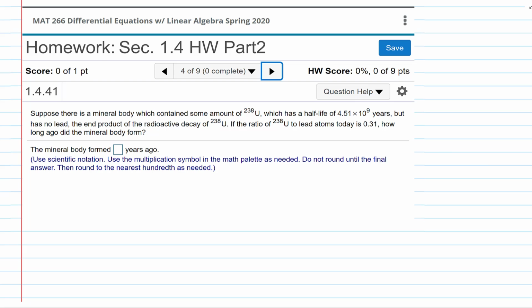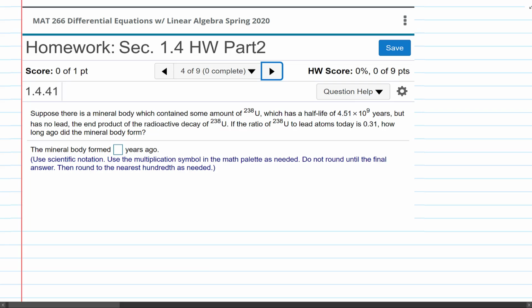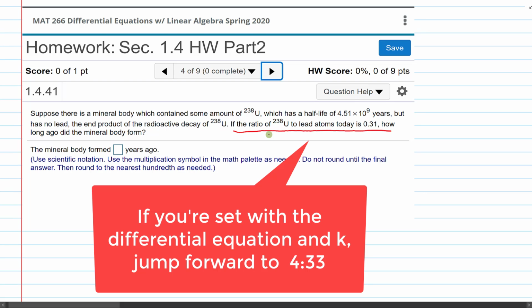Okay, folks, I had a few of you ask about this question here, so I thought I'd go ahead and do a quick video of it. This is a basic radioactive decay problem, and it's probably similar to one that you've worked many times before. So I'm not going to spend a whole lot of time on the solving of the differential equation, or even really the setting up of it.